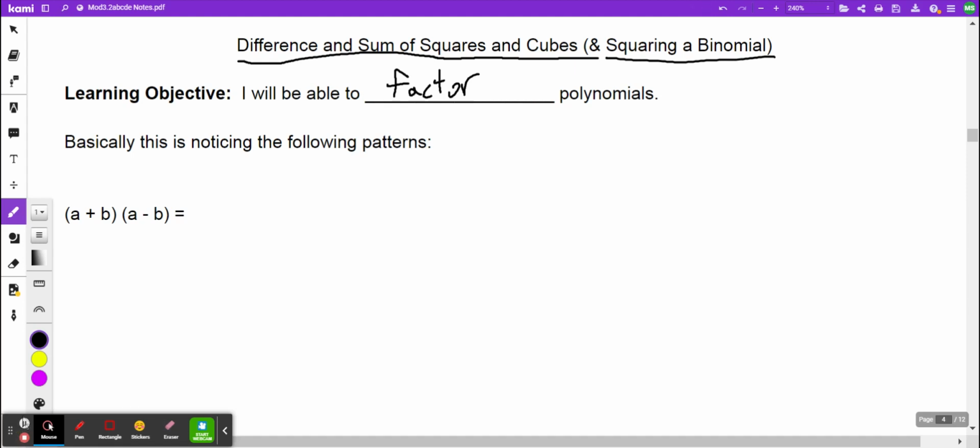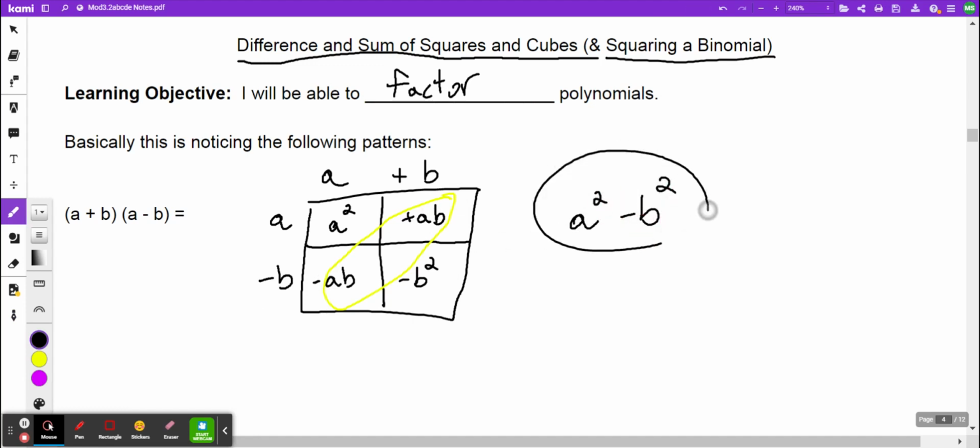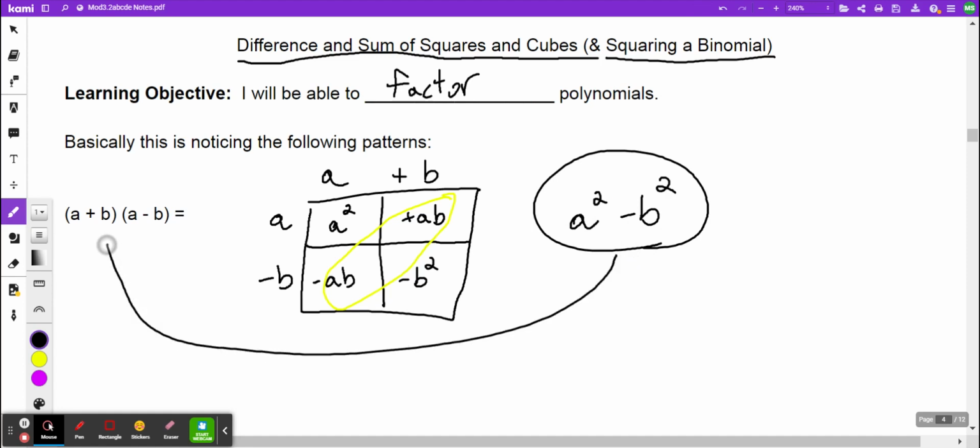So I'm going to pause it and I'm going to show you the area model. So this is what we got right here. And if we go in, we're going to notice, hey, look, here's a plus AB, here's a minus AB, and here's a minus B squared. And if we know that, then we know, hey, these combined will cancel out because positive and negative. And so we'll be left with A squared minus B squared. So if it looks like this, we can factor it to that right there. That's it. All right, let's go on to the next one.